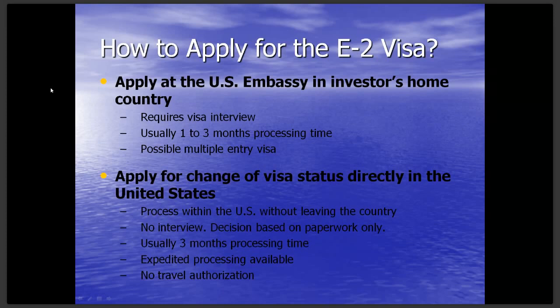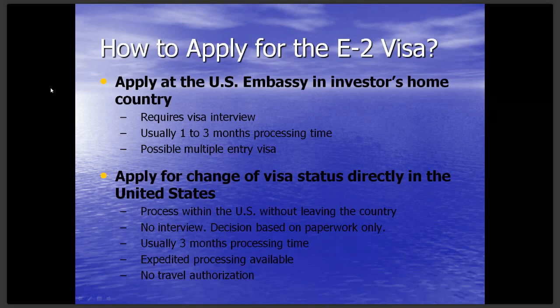Now, a commonly asked topic is, how do I apply for an E-2 investor visa? There are basically two ways. You can either apply at the U.S. Embassy in your home country, or if you come into the U.S. on a valid visa, it is possible for you to change visa status directly in the U.S.